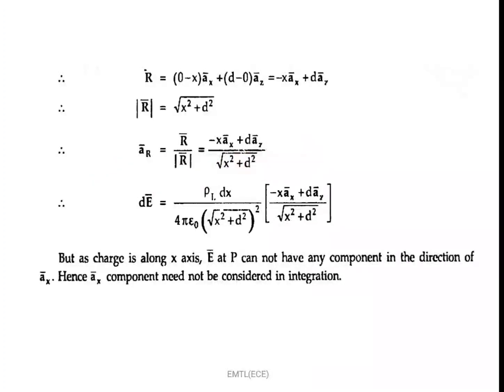So aR bar is equal to R bar by mod of R bar. R bar value, minus x aX bar plus d aZ bar, divided by square root of x squared plus d squared. Now substitute the values of aR bar and mod of R squared in the electric field intensity.